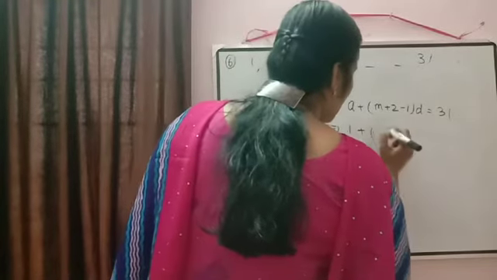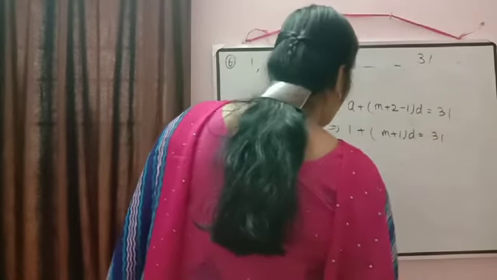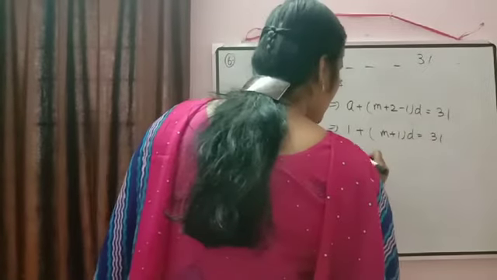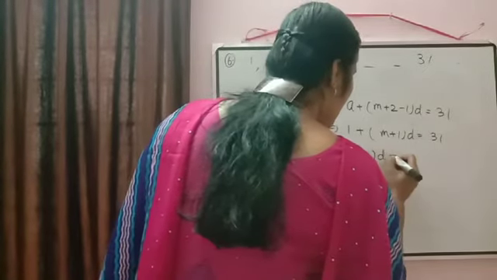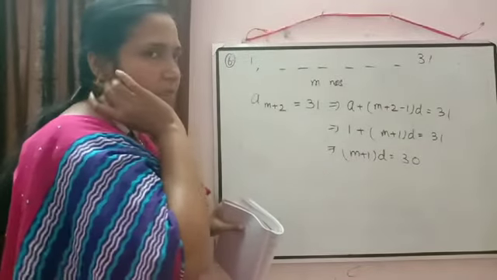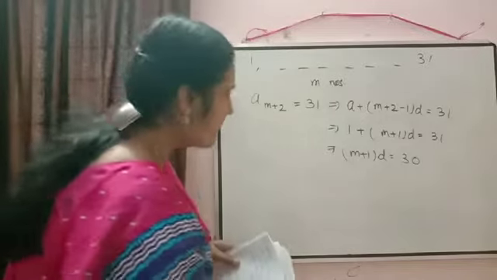1 plus (M plus 1) into D is equal to 31. Now we can shift this 1 there, so it will be equal to 30. So (M plus 1) into D is equal to 30. Is it clear? Okay. Now we can check what is the next information given there.